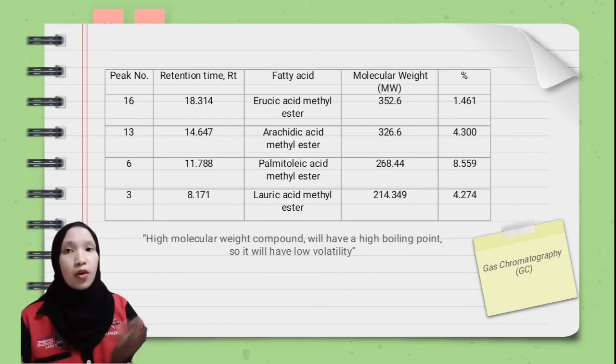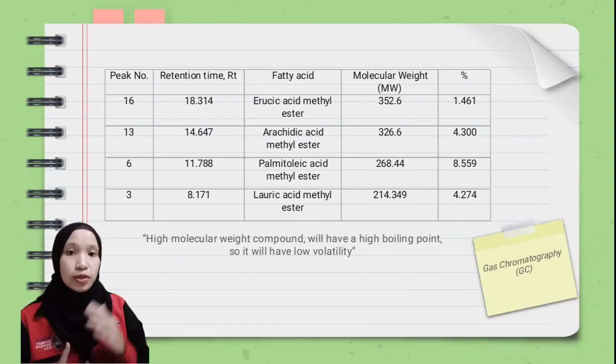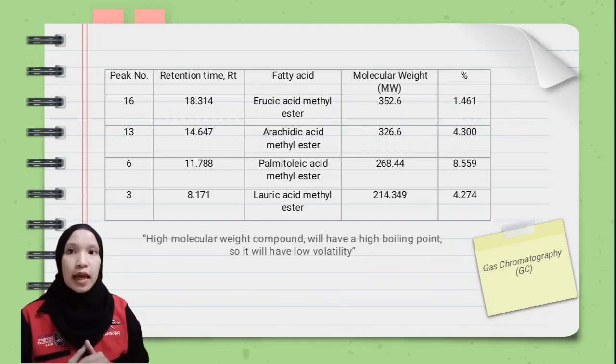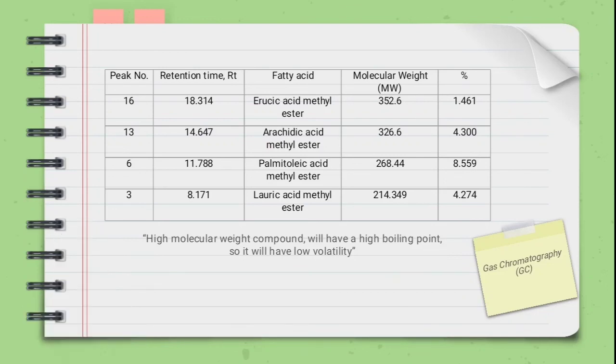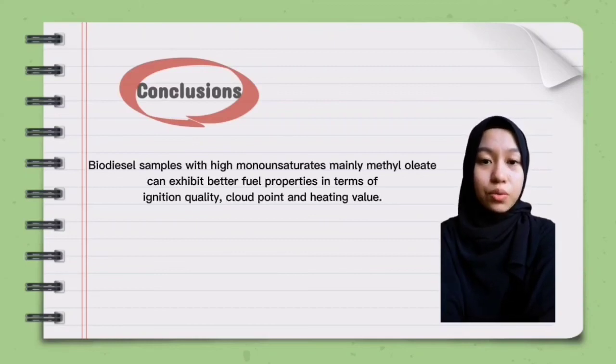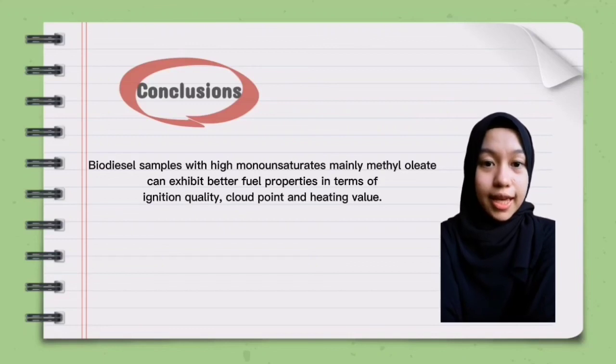To summarize the order in which the compounds eluted, it starts with lauric acid methyl ester, then palmitoleic acid methyl ester, followed by arachidic acid methyl ester, and lastly erucic acid methyl ester. In conclusion, biodiesel samples with high monounsaturated methyl oleate can exhibit better fuel properties in terms of ignition quality, cloud point, and heating value.